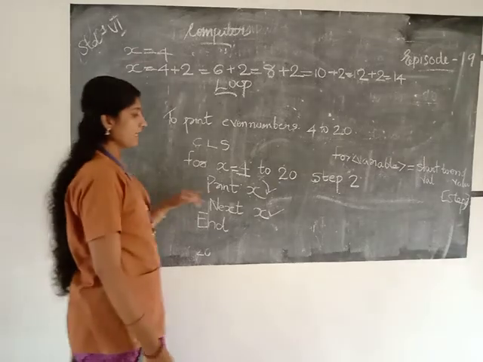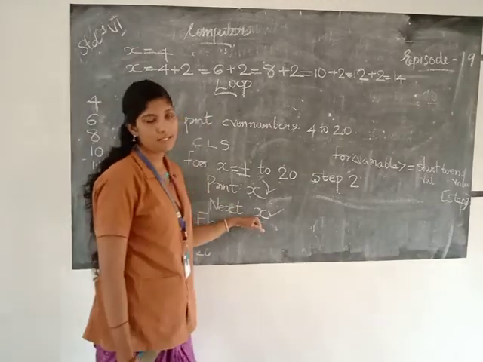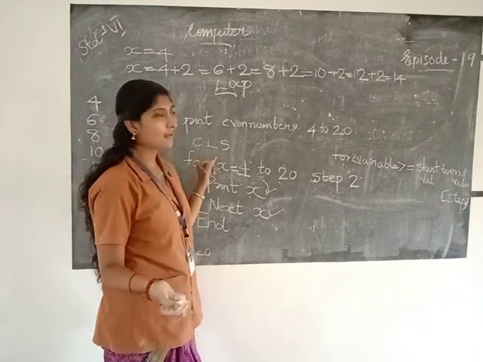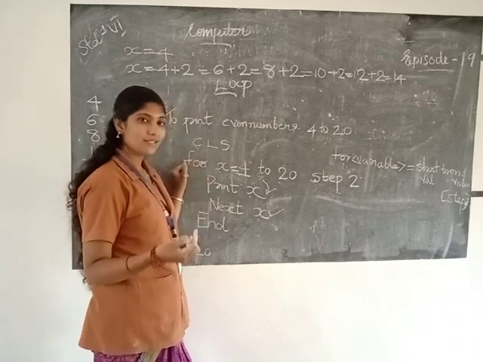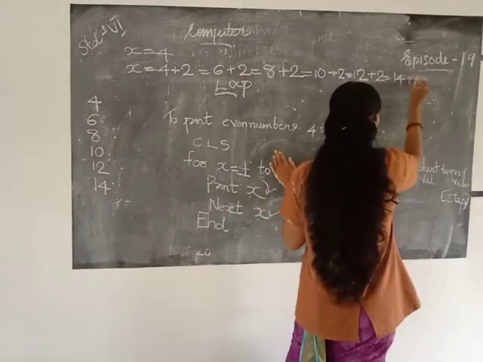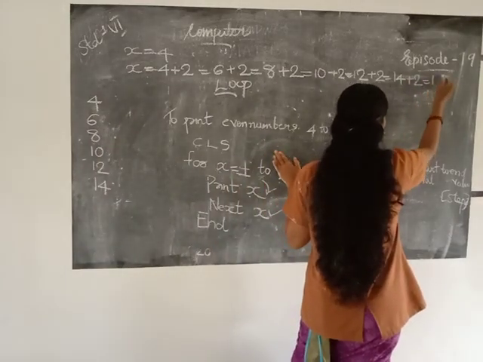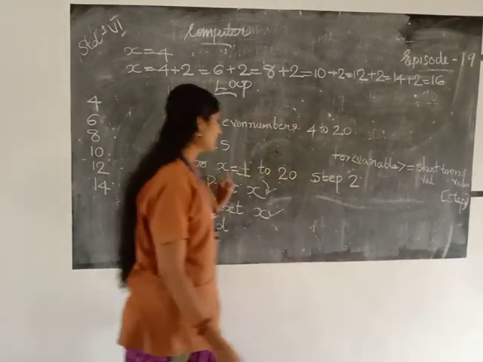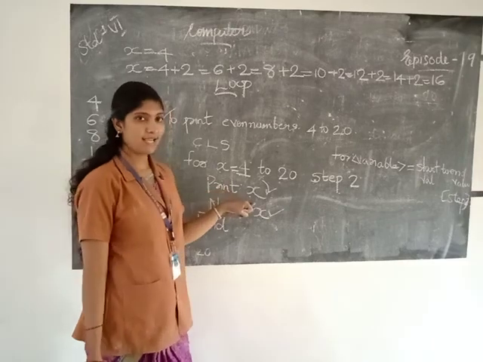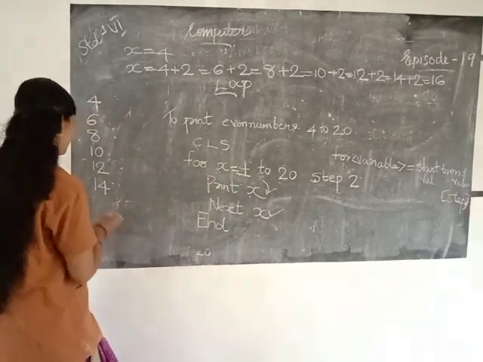Then next x means the current value x is incremented by 2. Now the current value is 14. So which is incremented by 2 means 14 plus 2, that is equal to 16. So now the value of x equal to 16. So that print x. That means print 16.